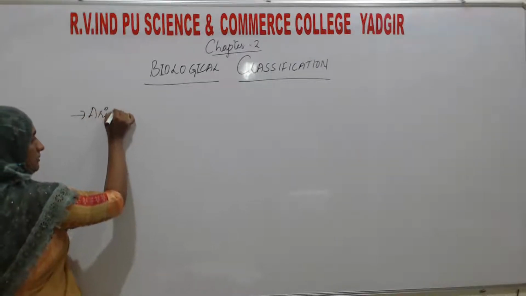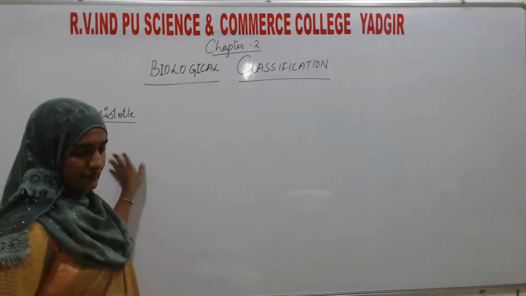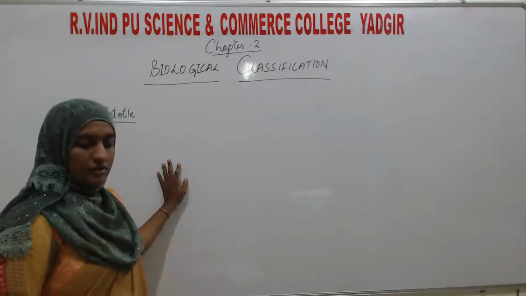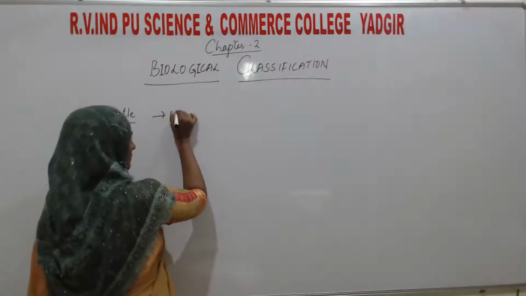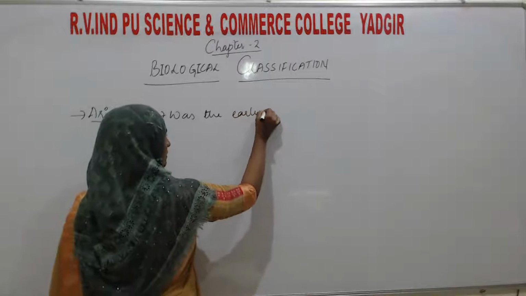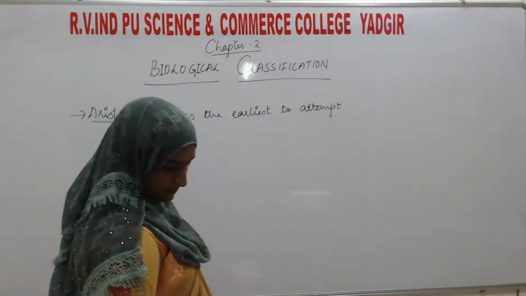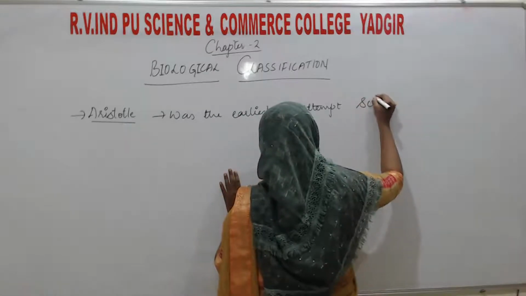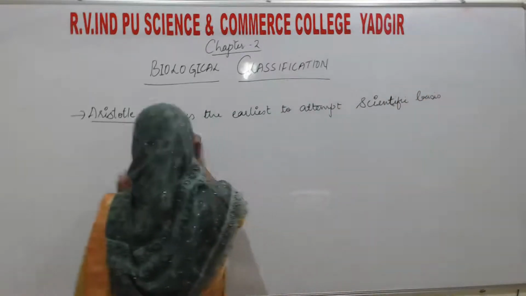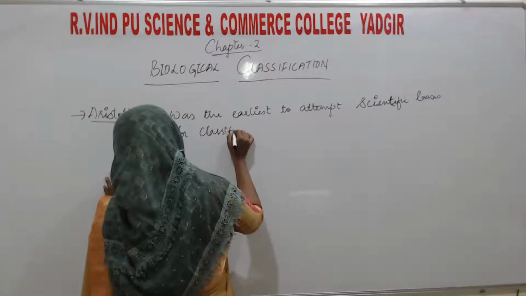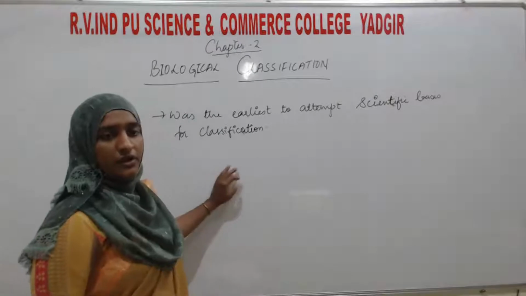Aristotle was the earliest man who attempted classification on the basis of scientific reasons. Aristotle was the earliest to attempt a scientific basis for classification. So on the basis of some scientific reasons, Aristotle classified the living organisms.